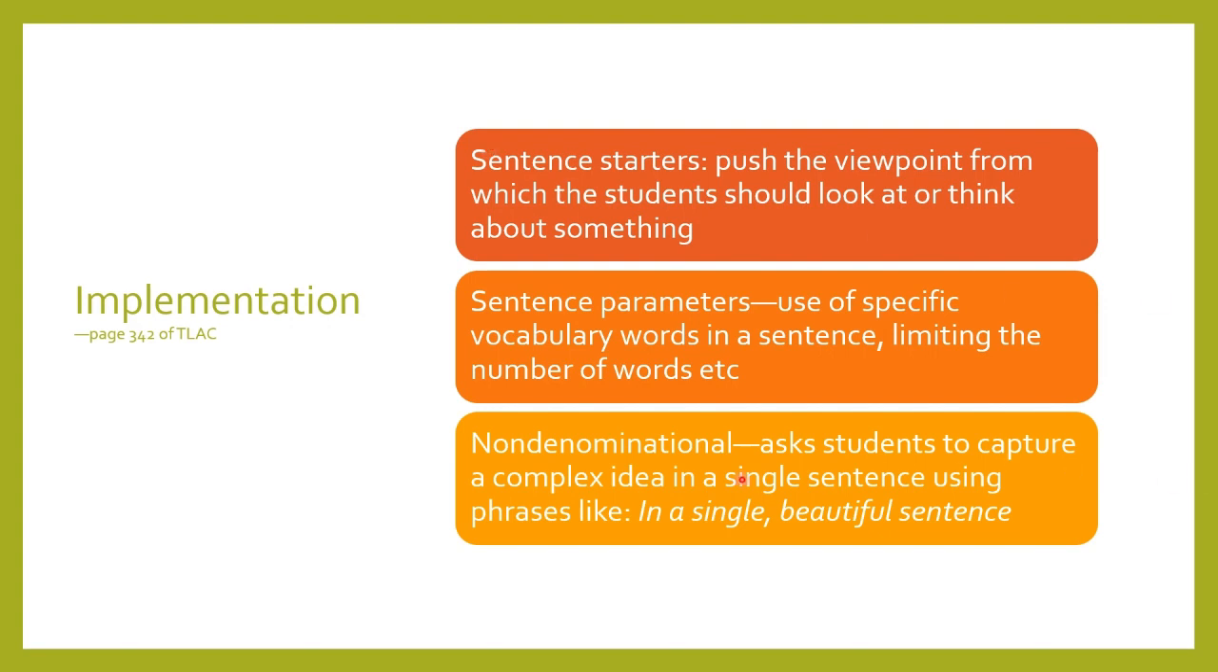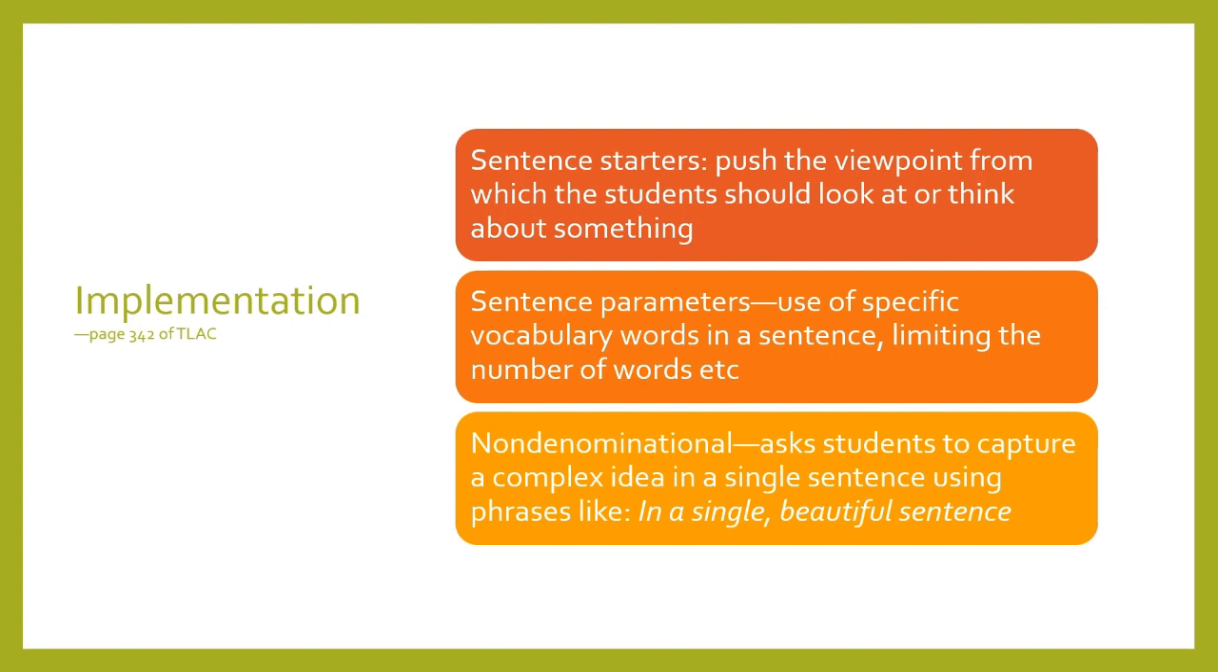The next one is sentence parameters. So, use of specific vocabulary words in a sentence and limiting the number of words, etc. If you have sets of vocabulary words that you're using, and I know my view has a lot of specific vocabulary built in, then if students are responding to some kind of reading, ask them to use those vocabulary words in that response, or limit the number of words. So, in a sentence of no more than 8 words, tell me about the character's feelings in this particular part of the story.